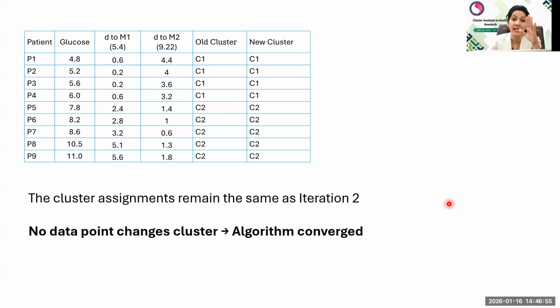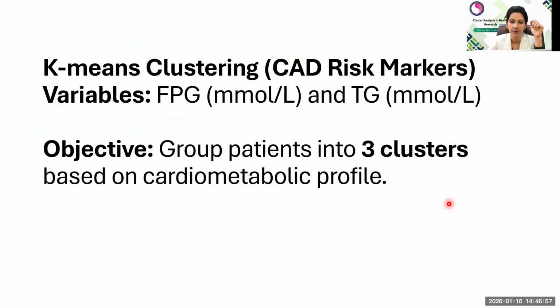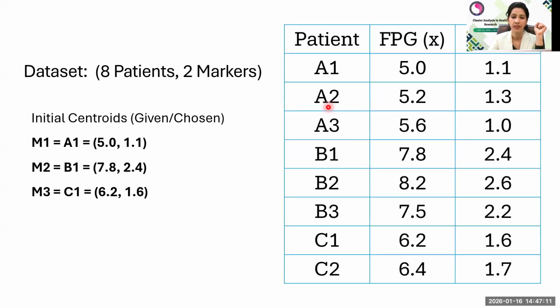Now if I add one more variable, let's say I am using fasting plasma glucose and triglyceride, and I have decided to put these into 3 clusters based on cardiometabolic profile. So how will I go? If you can recall the previous example, there was only fasting glucose, only one variable. So there was only one column.